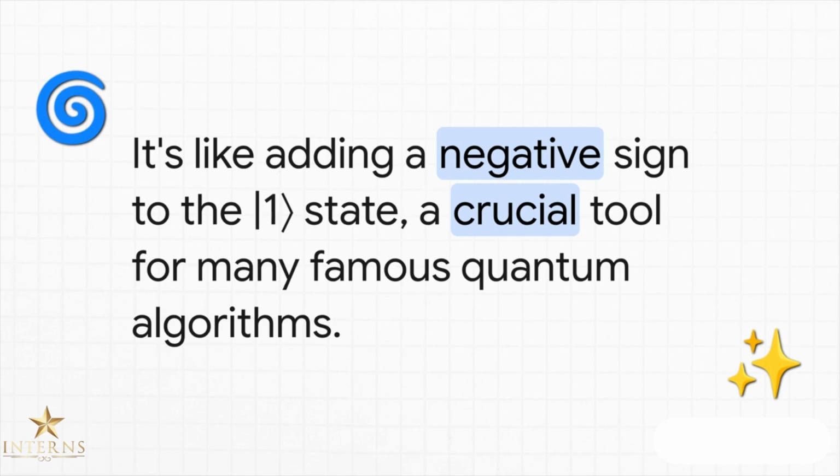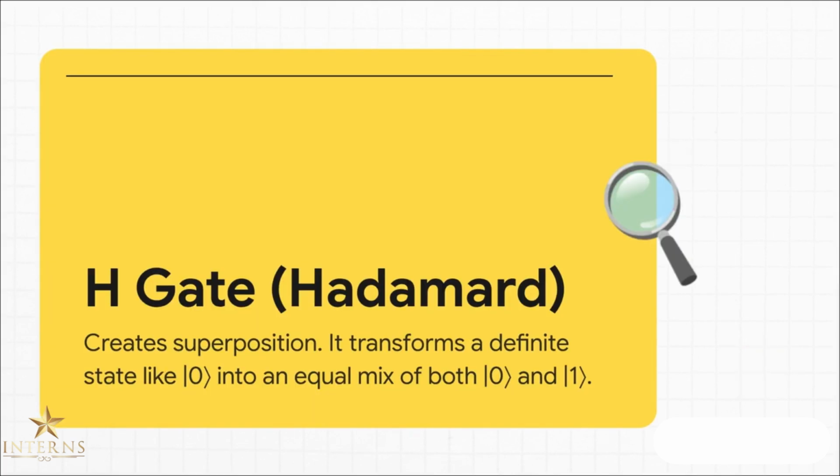And now for the headliner, the Hadamard gate, or just H-gate for short. This one is, you could argue, one of the most important gates of all, because this is our magic wand for creating superposition. It takes a qubit that's sitting there as a definite 0 or a definite 1, and it puts it into a perfect 50-50 mix of both states at the exact same time.